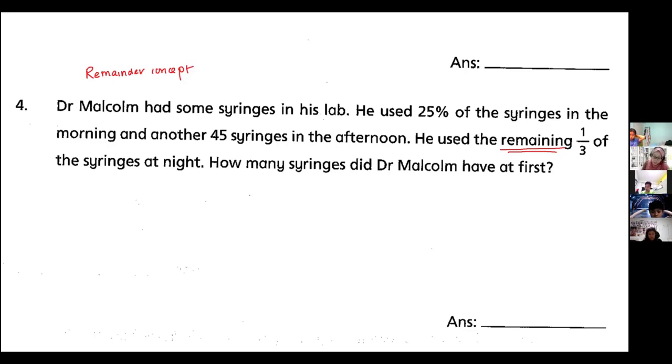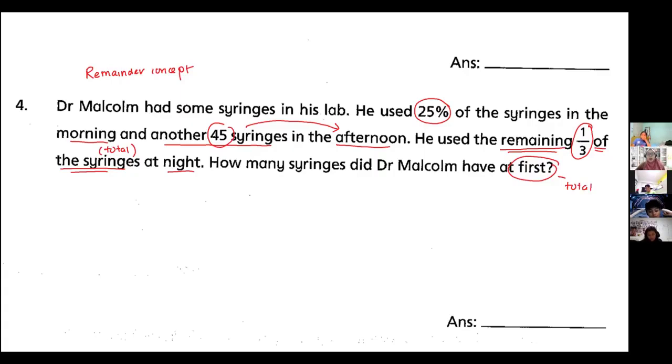Okay, so Mr. Dr. Malcolm had some syringes in his lab. He used 25% of the syringes in the morning. So this one is the morning, and another 45 syringes in the afternoon. So this 45 is in the afternoon. He used the remaining 1/3 of the syringes. The keyword here is of the syringes. Means this is of the total syringes, okay, at night. How many syringes did Dr. Malcolm have at first? Which means I want to know my total.